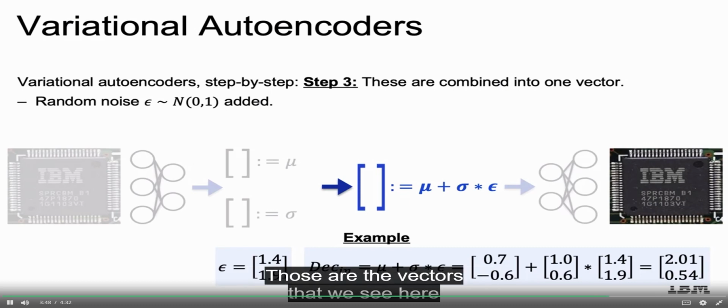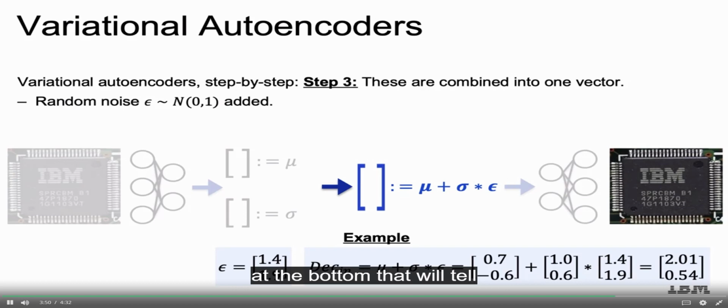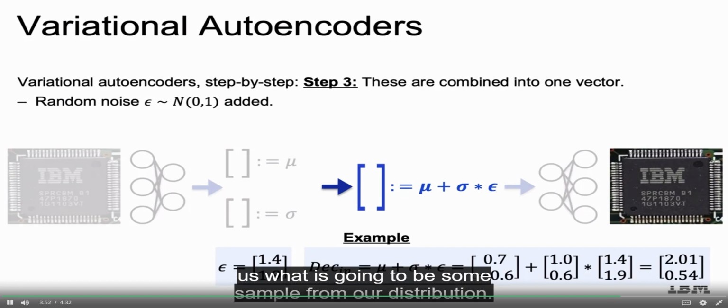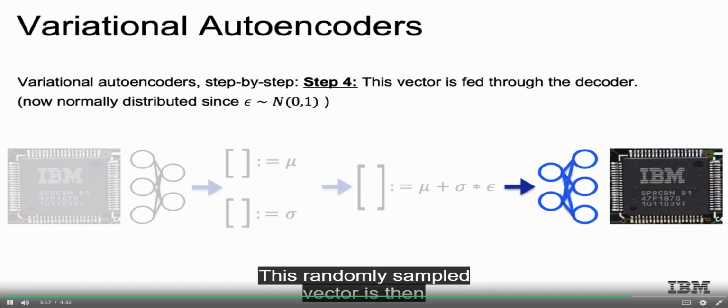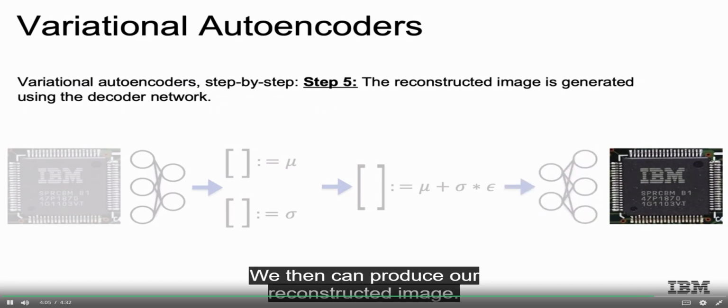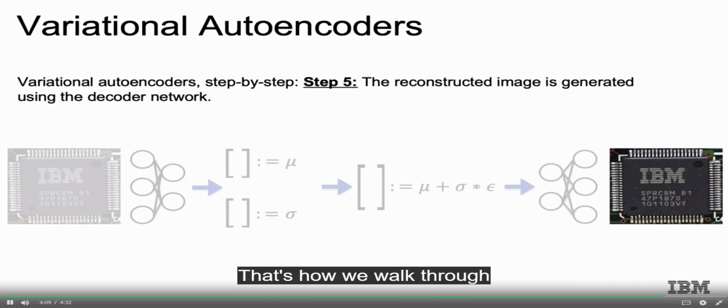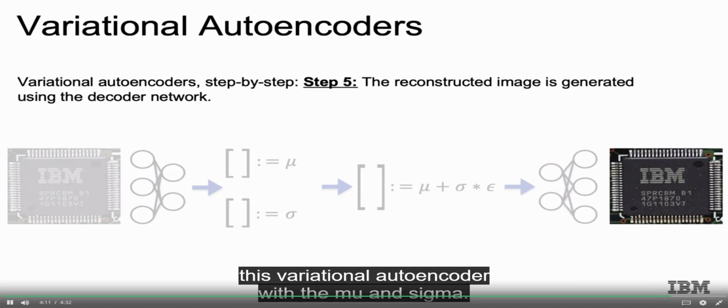And those are the vectors that we see here at the bottom that will tell us what is going to be some sample from our distribution. This randomly sampled vector is then fed through our decoder network in step 4, and we then can produce our reconstructed image. So that's how we walk through this variational autoencoder with the mu and sigma.